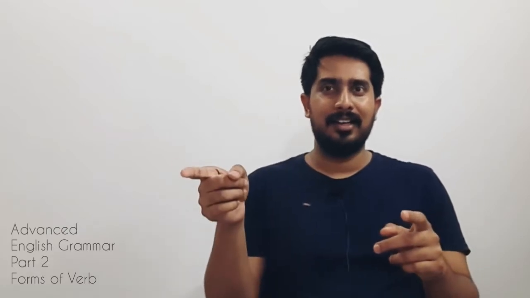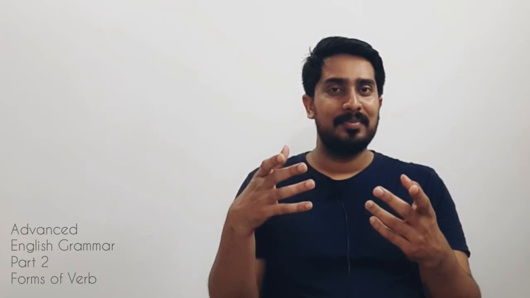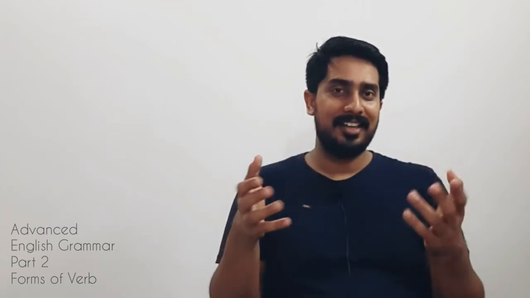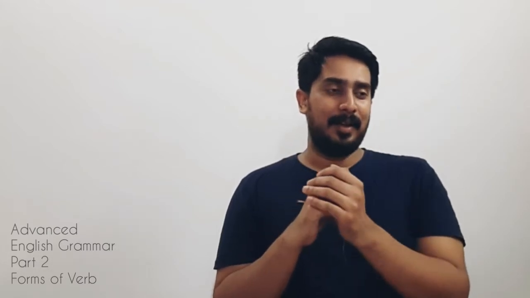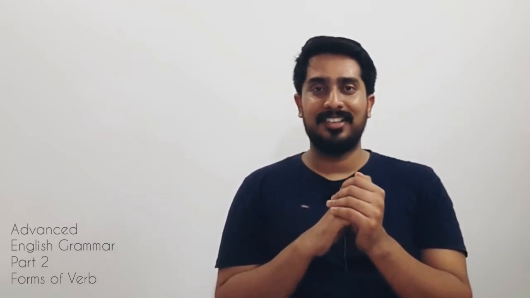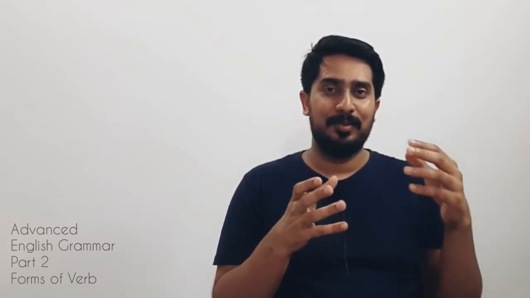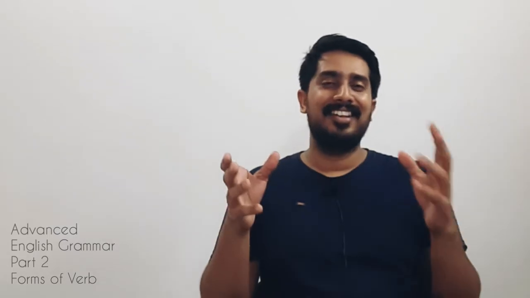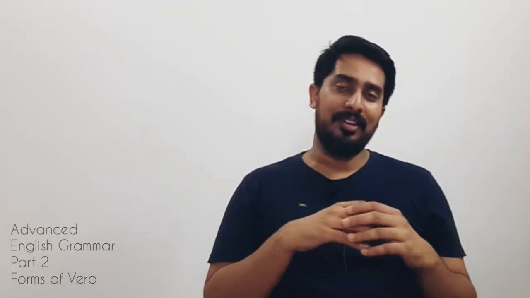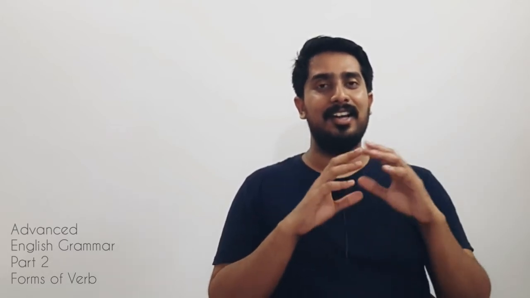The baby cried. This is the past form of the verb. So it could be a past tense statement, right? So then I have eaten. So this could be a perfect tense. It could be an example of a perfect tense. So understanding forms of verb is very important. So the present form, past form, and the past participle form.